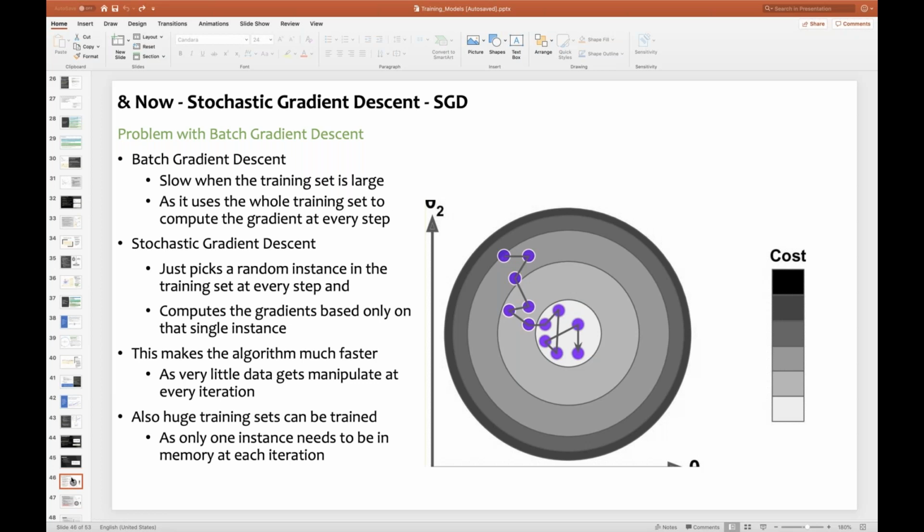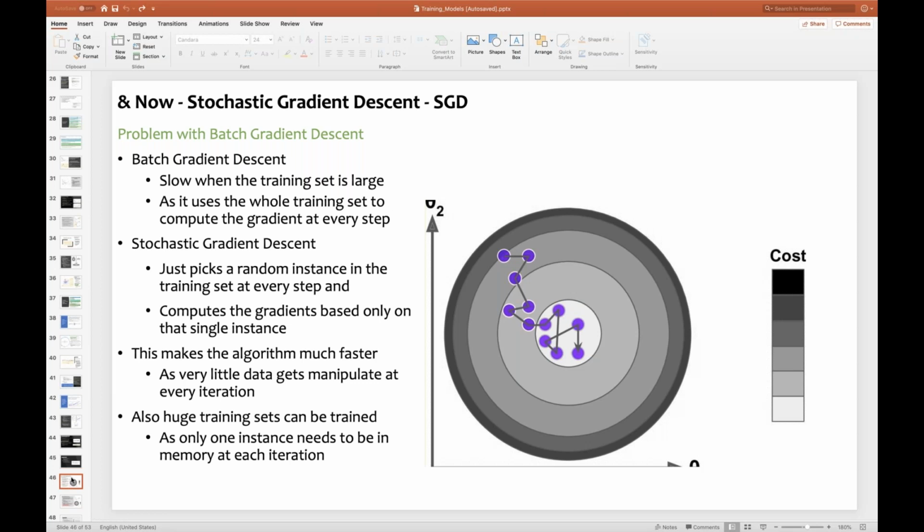So the difference between batch gradient descent and stochastic gradient descent is that batch gradient descent is very slow. The reason why it is very slow is it performs the gradient computation on the whole training set, and it will take quite a long time to reach that stage. Whereas stochastic gradient descent works on a random instance. It computes the gradients based on the single instance only.